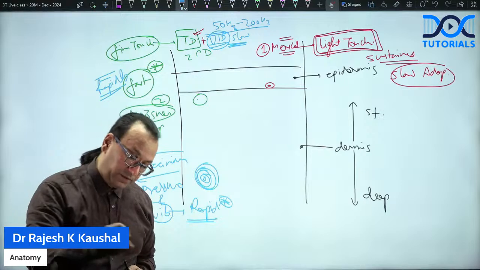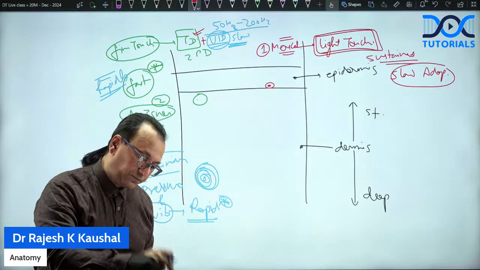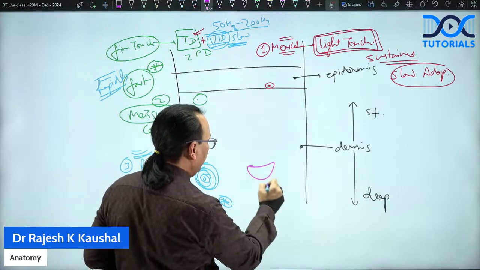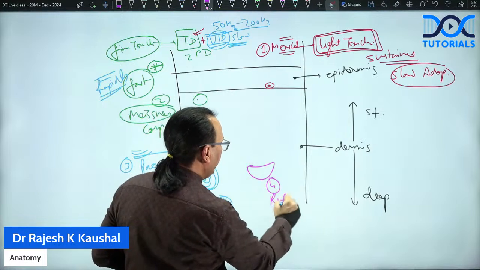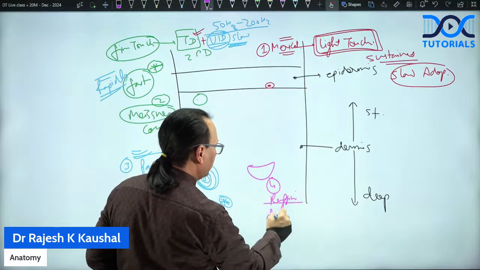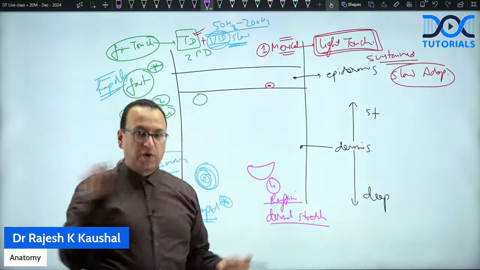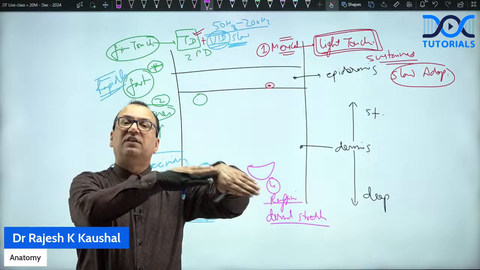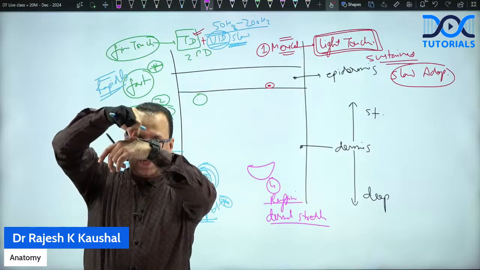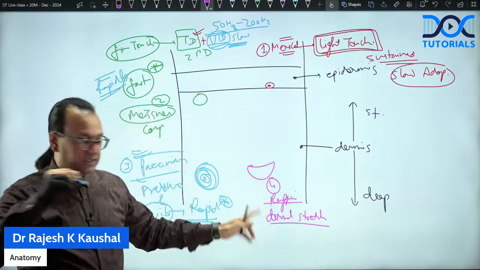Then what about number 4? Number 4, as you will notice, we are showing here Ruffini receptor. This is Ruffini, and Ruffini is for the dermal stretch. Dermal stretch means like you are undergoing massage, skin stretch. And be careful, this is slowly adapting.